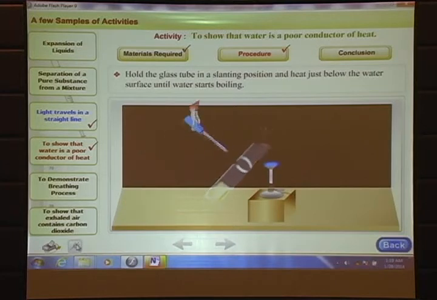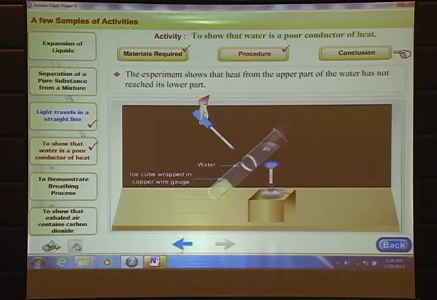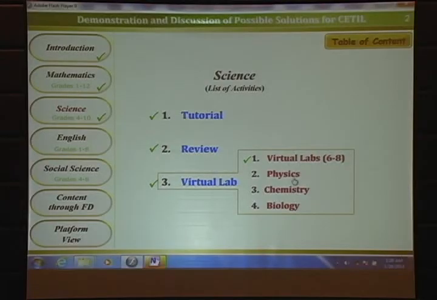This is the water. Heat it from the top, not from the bottom. What is happening? The water is boiling, but the ice is not melting. What does it prove? It's a bad conductor of heat. Because when you see at home the water boiling, it is the heated particles that are moving up. It is not the heat that's moving up. So simple explanation. So these are what we call the virtual labs.